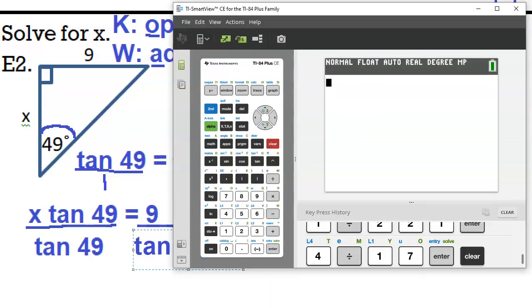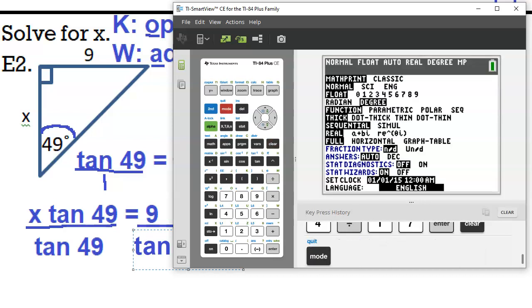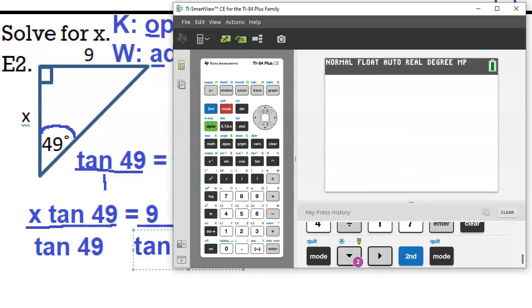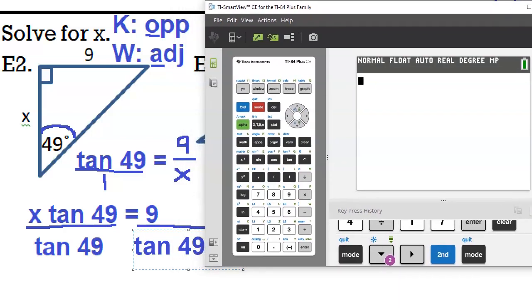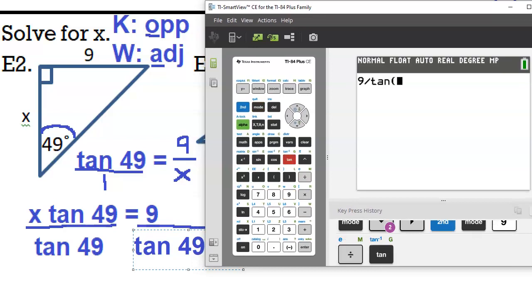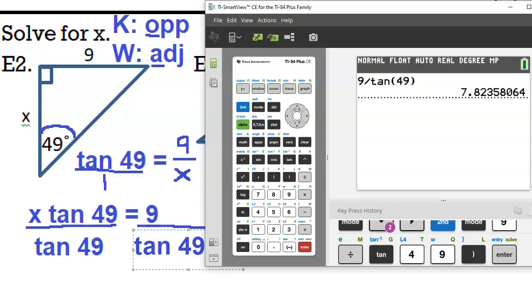All right, now, when we do this on a calculator, if you missed yesterday's video, go back and watch it. You have to make sure your calculator is in degree mode. You can do angles with degrees or something called radians, and we're not going to learn about that yet. So you need to make sure you are in degree mode. And then from there, you could just do, like I said, 9 divided by the tangent of 49. And you would be able to figure out the missing side, which is 7.82.